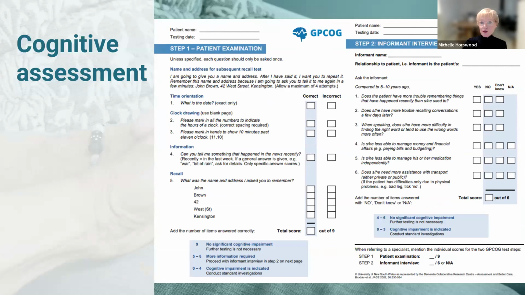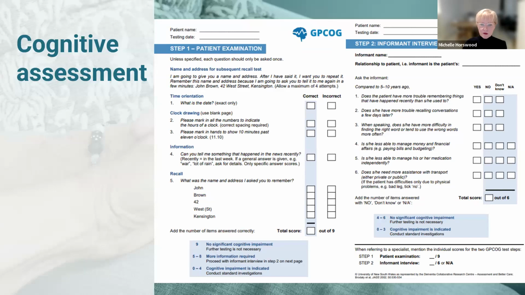And we routinely use the SMME or mini mental state exam. I find that quite time consuming, and I find that patients get a bit used to it, prepare the answers, that sort of thing. But the RACGP actually recommend this GP cog. It was developed by the University of New South Wales, the Dementia Collaborative Research Centre, and it only takes a couple of minutes, and I quite like it.